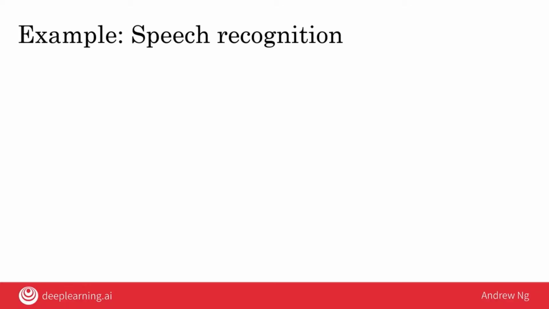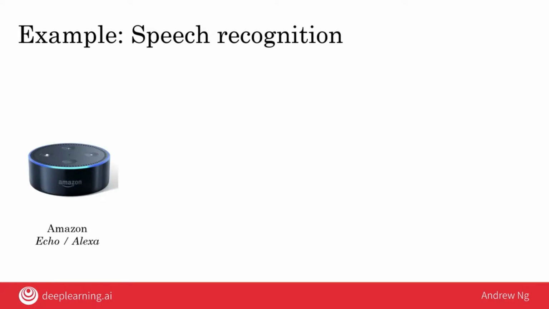Machine learning algorithms can learn input to output, or A to B, mappings. So how do you build a machine learning project? In this video, you learn what the workflow of a machine learning project is. Let's take a look. As a running example, I'm going to use speech recognition.